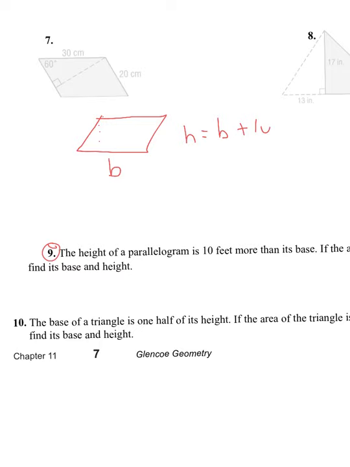Why is it b plus 10? Because 10 more means b plus 10. It's 10 more means plus, not multiply. Please do not write h equals 10b. 10b will be 10 times more.